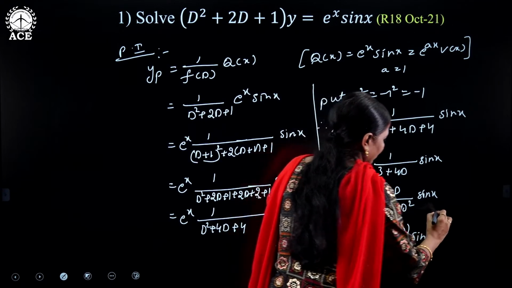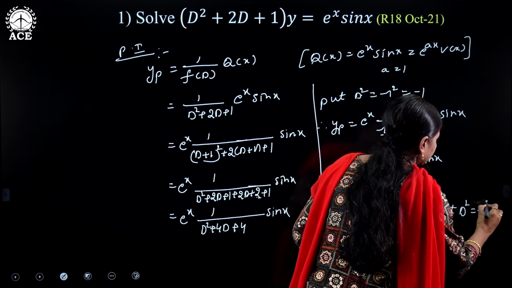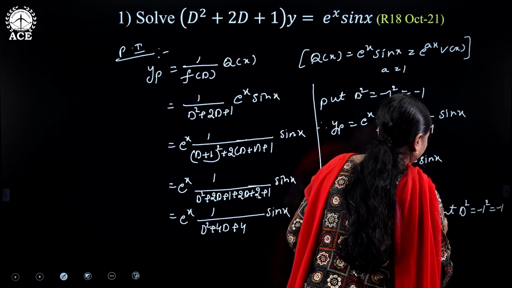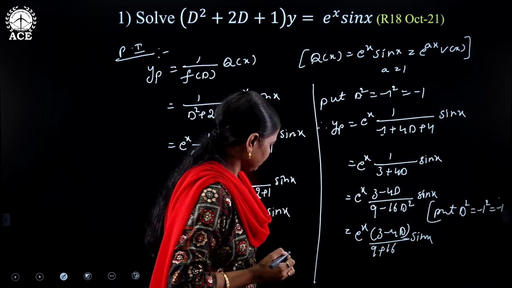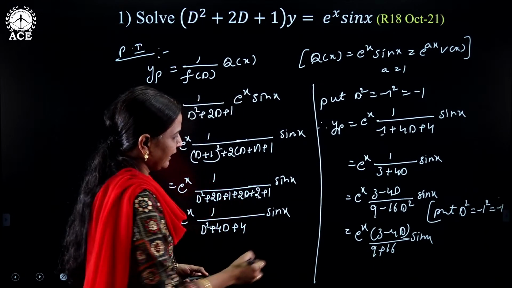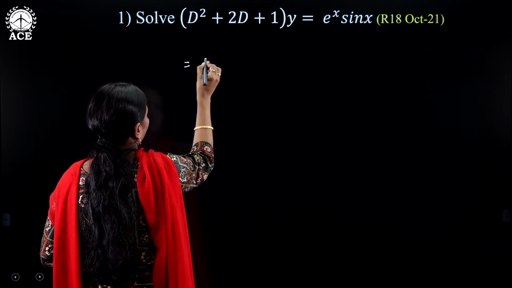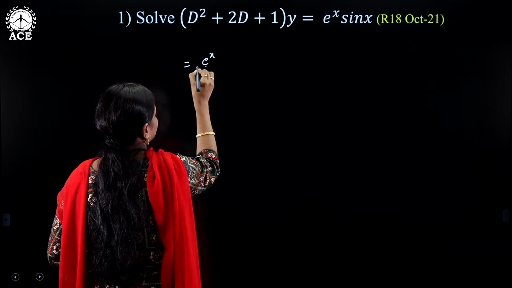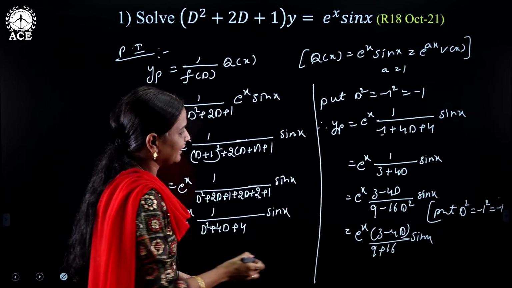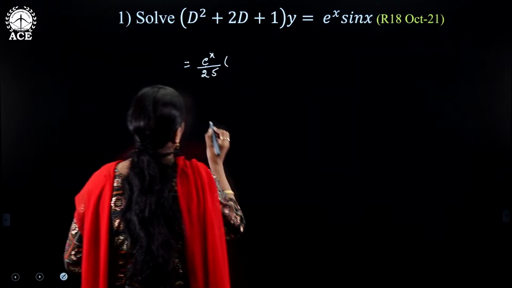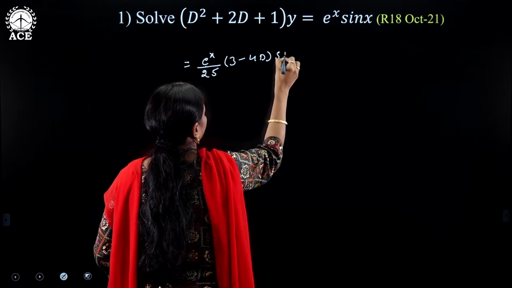Now here, what is the operation? Put D square is equal to minus 1. What is the denominator here? 9 plus 16, that is equal to 25. So that is equal to e power x by 25 into, what is the numerator? 3 minus 4D into sin x.